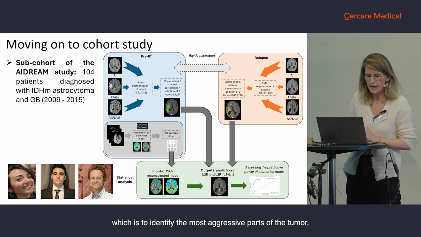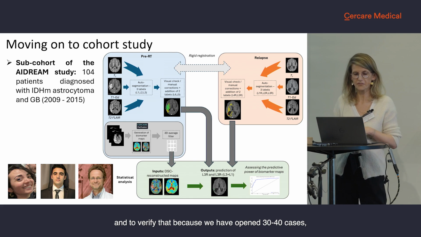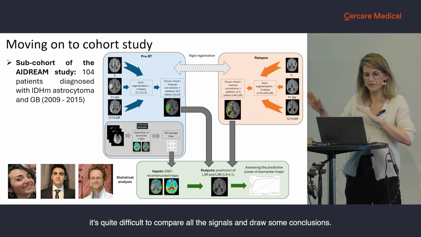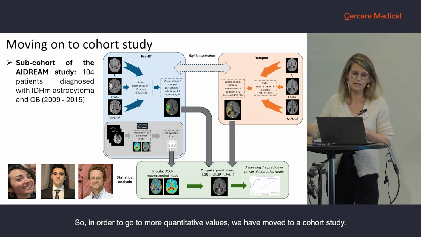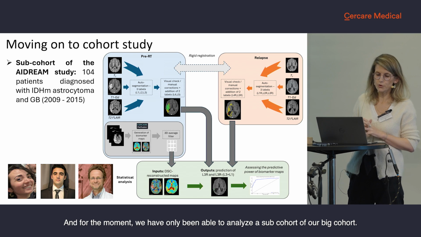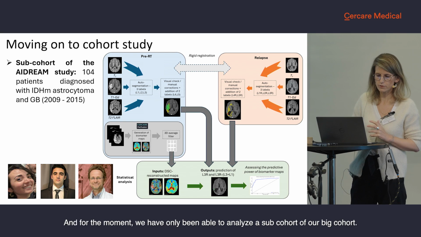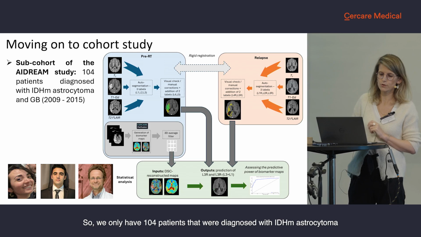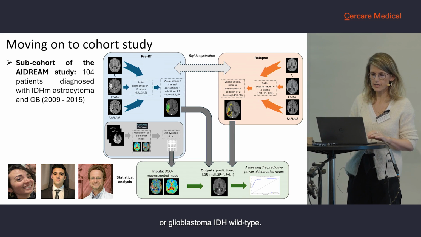of the tumor. And to verify that, because we have, I think, 30, 40 cases, it's quite difficult to compare all the signals and draw some conclusions. So in order to go to more quantitative values, we have moved to a cohort study. For the moment, we have been able to analyze only a sub-cohort of our big cohort. So we have just 104 patients that were diagnosed with IDH mutant astrocytoma or glioblastoma IDH wild type.